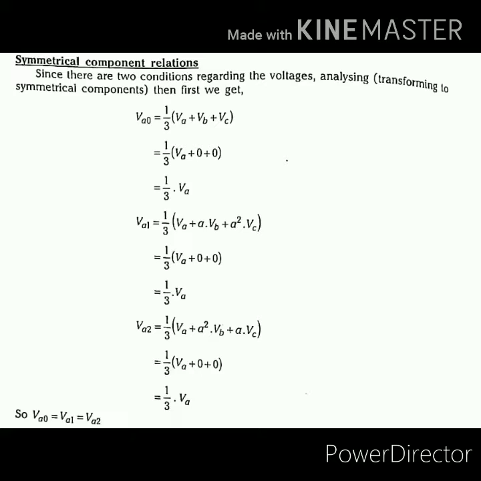Coming to the symmetrical component relations, next we have to find all the sequence voltages and sequence currents. So first one, VA naught. We apply the equation 1 by 3 of VA plus VB plus VC. From the terminal conditions, substitute all the values, and you get 1 by 3 times VA. Similarly find VA1 and VA2.